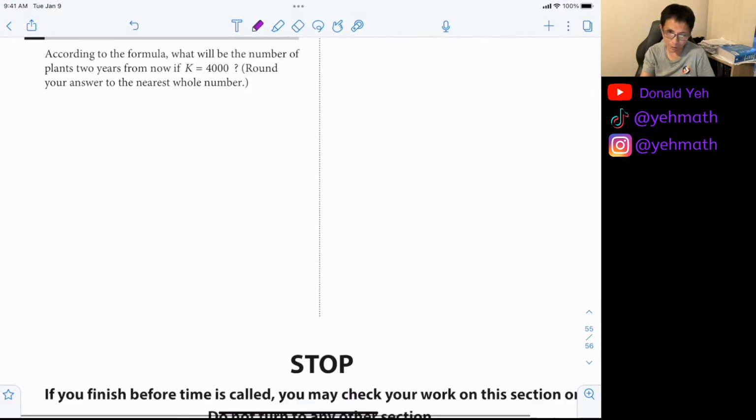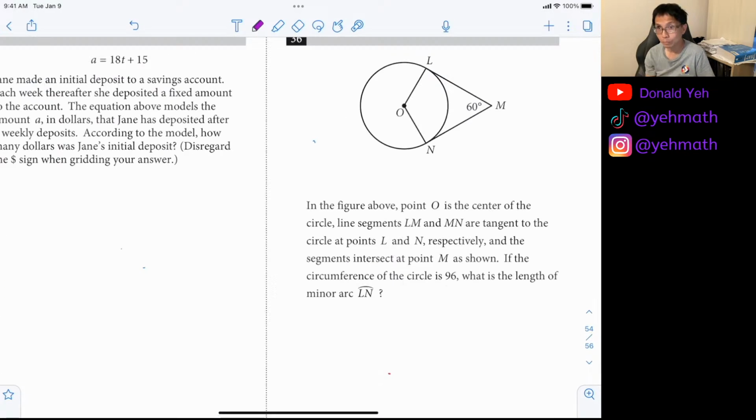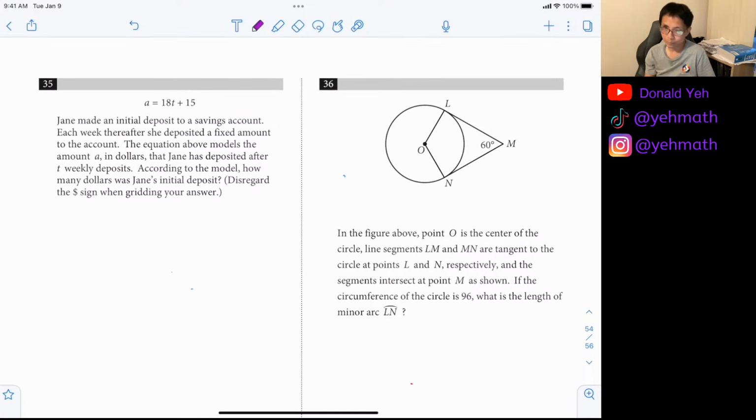Now this question after that. Monsieur, is this the calculator section or? No, you can do it without a calculator. Come on. Yeah. Don't be a wimp. Be a man.